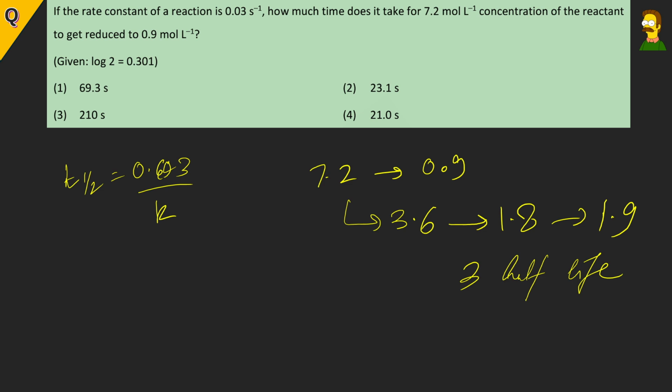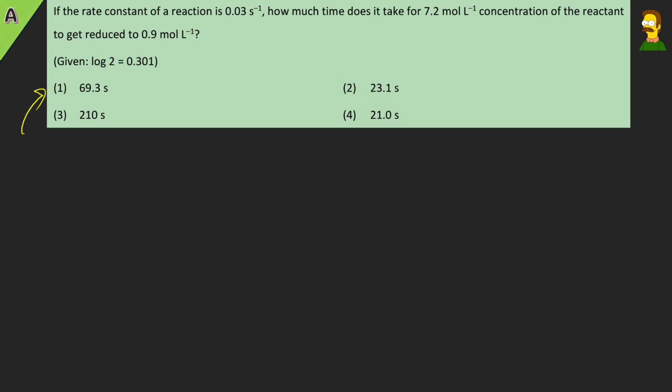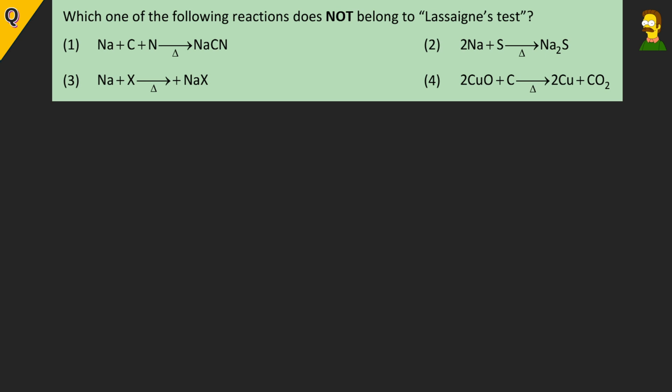What do we need to do? Get the final time, na? Time कितना है? 3 half-lives. Okay. So, K की value दी है? हाँ दी है. 3 into 0.693 divided by 0.03. Would you look at that? 69.3 seconds. That's an option. Beautiful. Oof. Last question. Took us some time, didn't it?